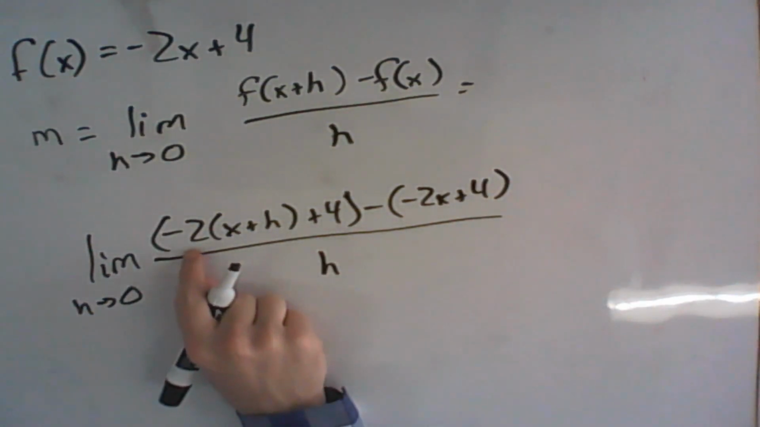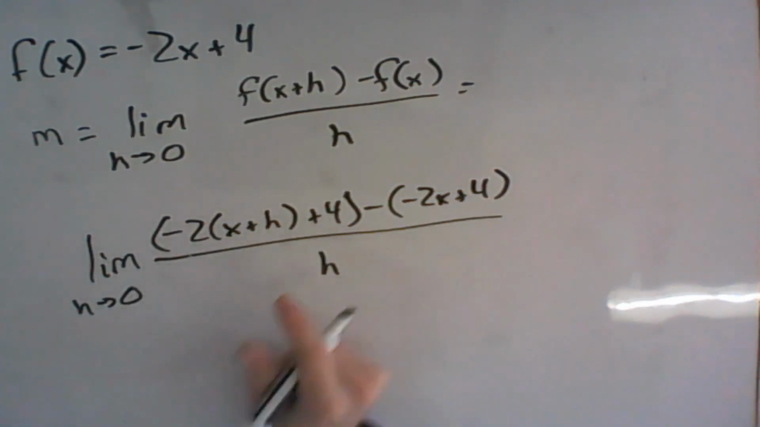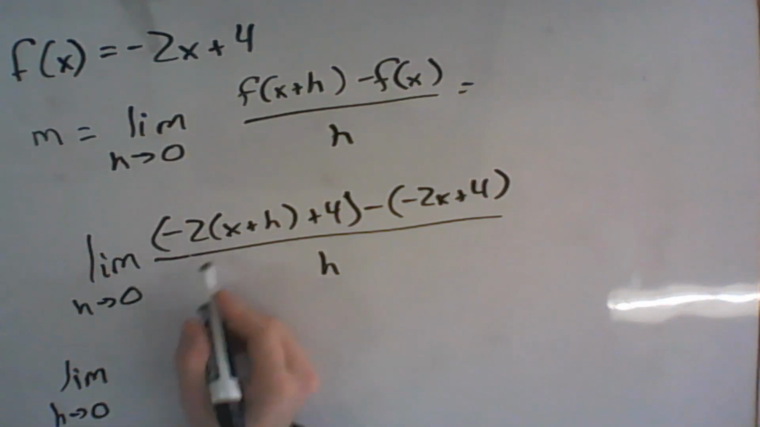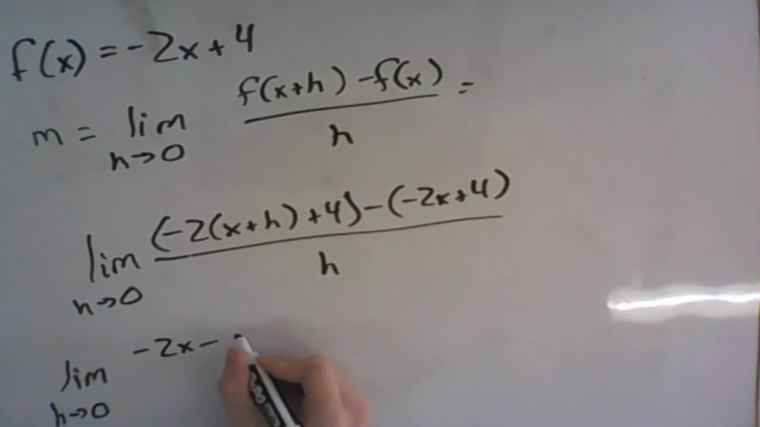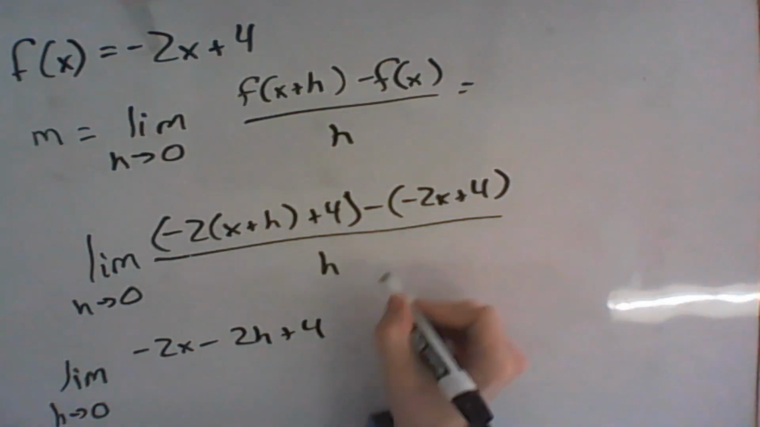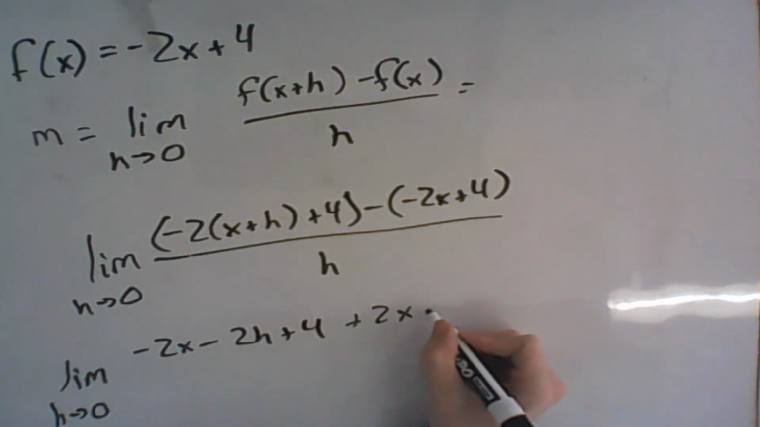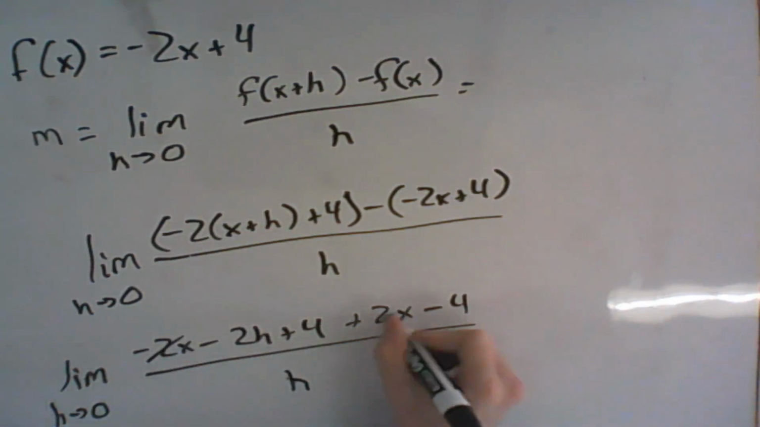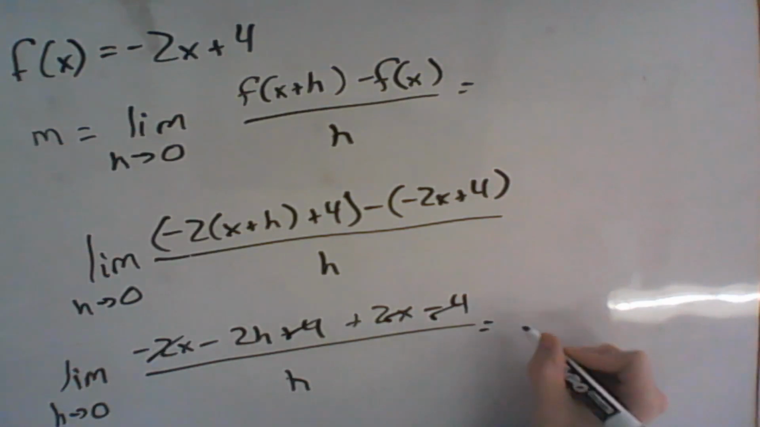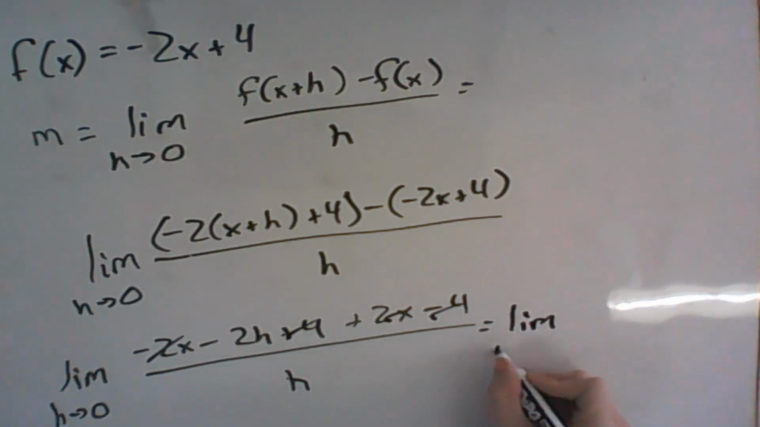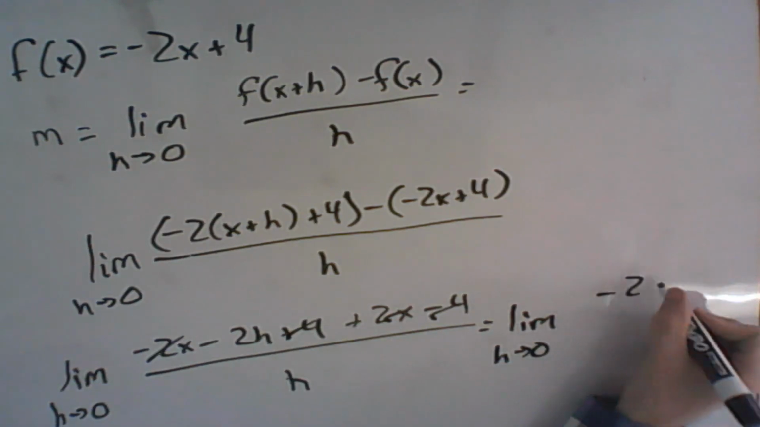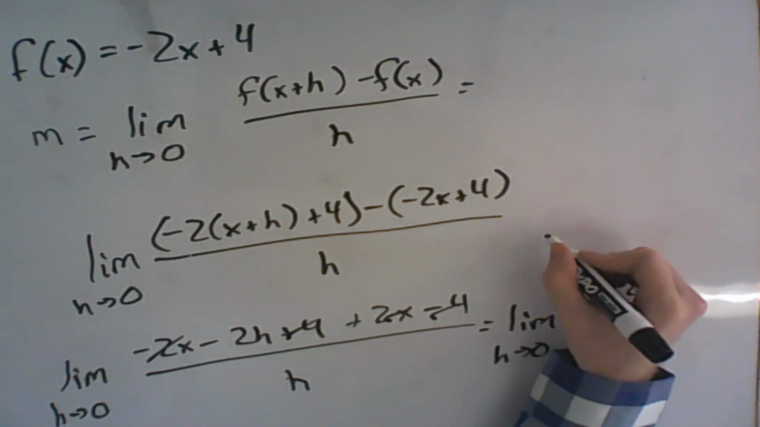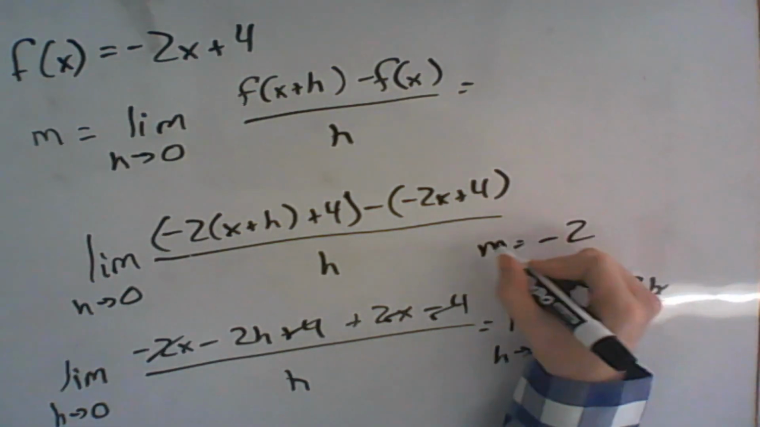Okay, and then we're just going to do the math on the top. So we get the limit as h approaches 0 of negative 2x minus 2h plus 4 plus 2x minus 4, all over h. What's going to cancel is these two x's, this 4 and this 4. So what you're going to get is the limit as h approaches 0 of negative 2h over h. The h's cancel, and so our solution is negative 2. So m equals negative 2.